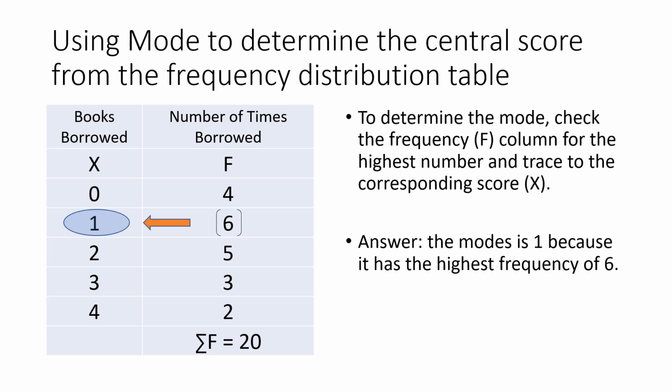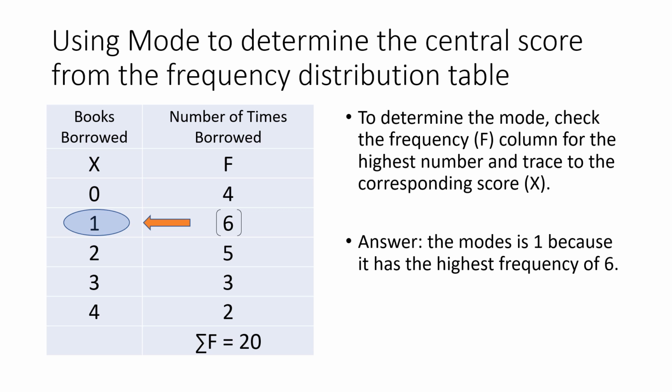So how do we use the mode to determine the central score from the distribution table? The interesting thing here is that to determine the mode, what is important is the number of occurrences. You agree with me that when we created this table, these are the books borrowed. None of them, 4 of them did not borrow any book, while 6 of them borrowed 1 book. 5 of them borrowed 2 books. 3 books were borrowed by 3, while 4 books were borrowed by 2 of them.